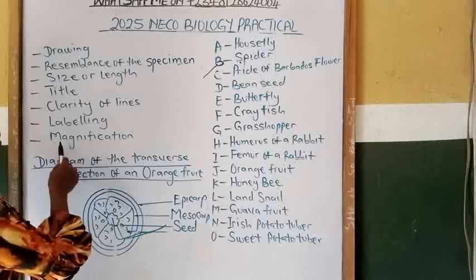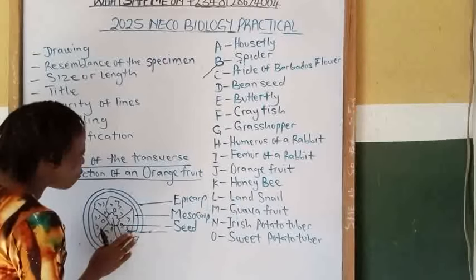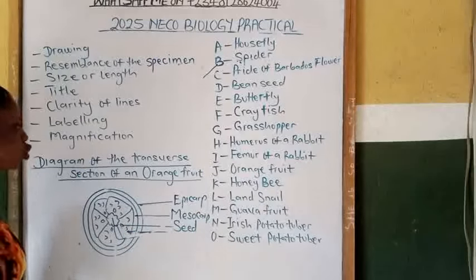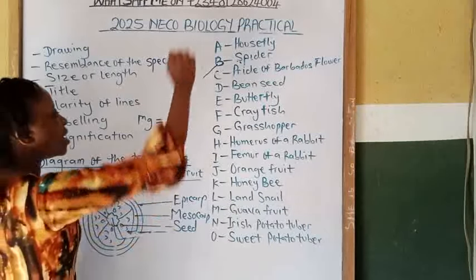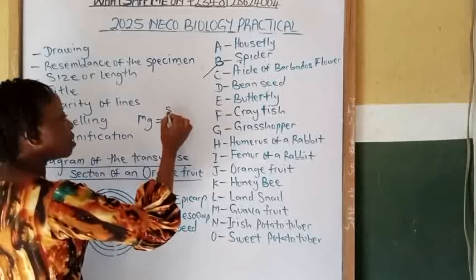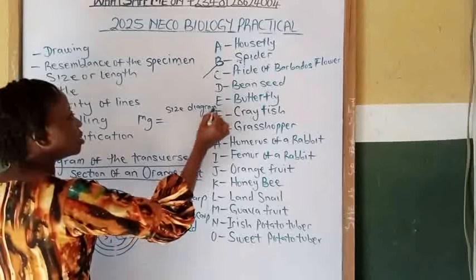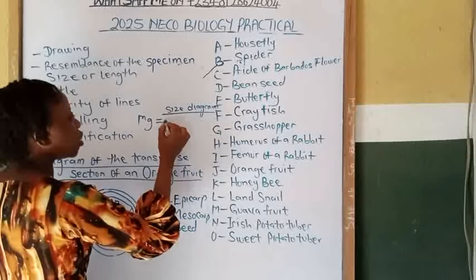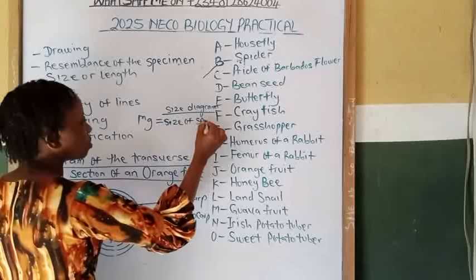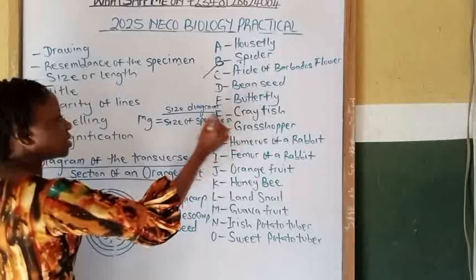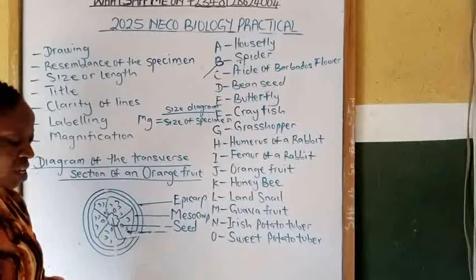So the last part of it is magnification. Magnification. So your diagram must have what? A magnification. So to calculate your magnification, MG. Magnification is the size of your diagram divided by the size of the specimen. That is the formula for calculating magnification. Size of the diagram divided by the size of the specimen.